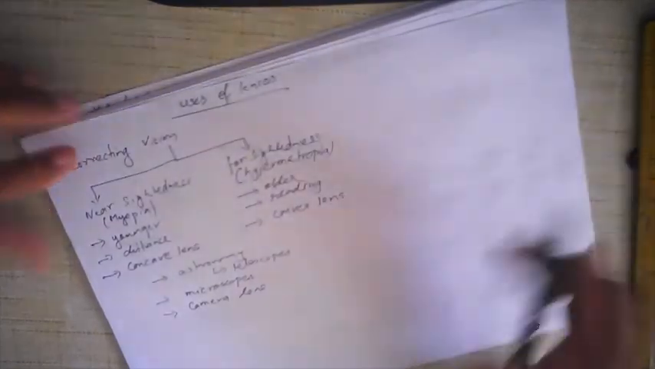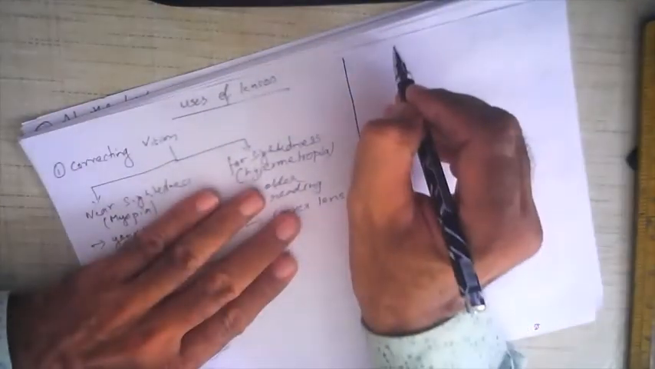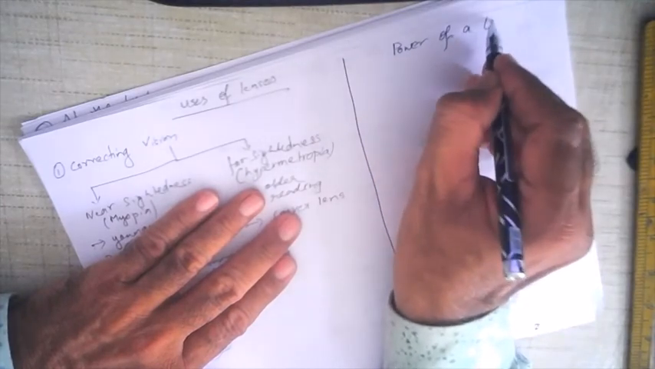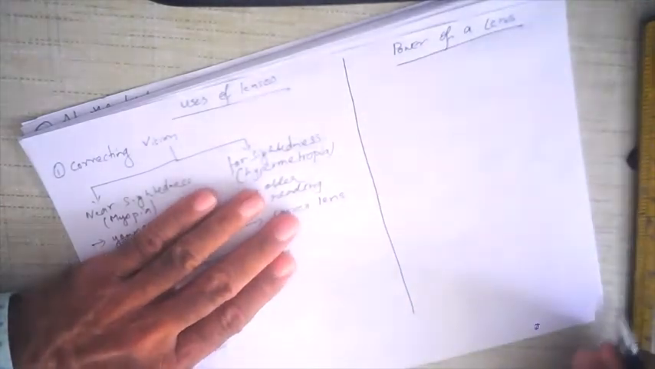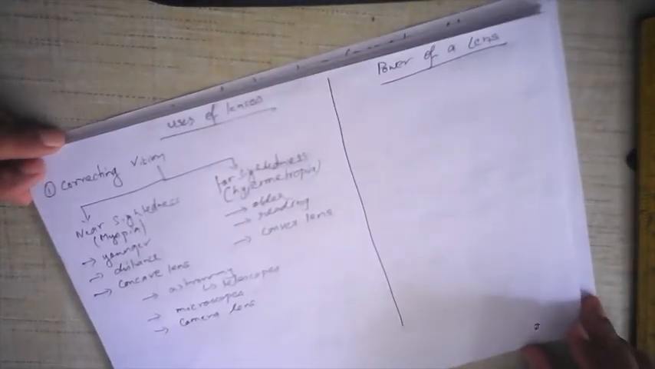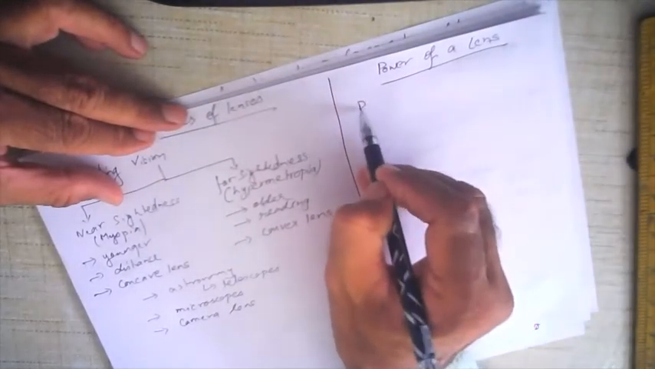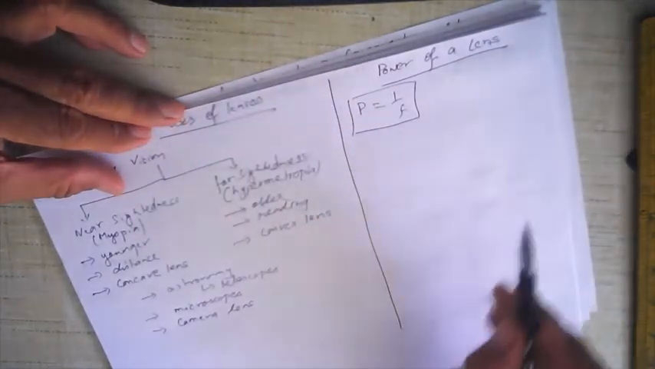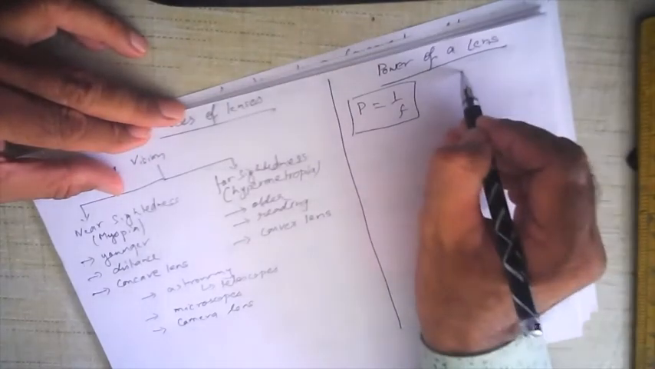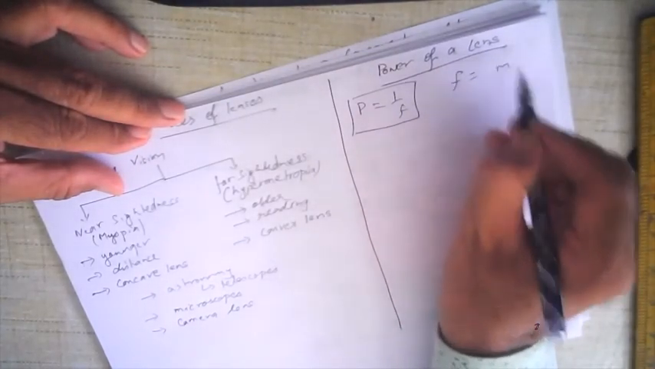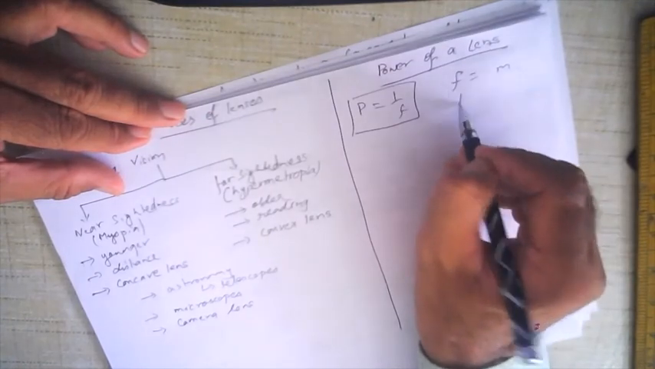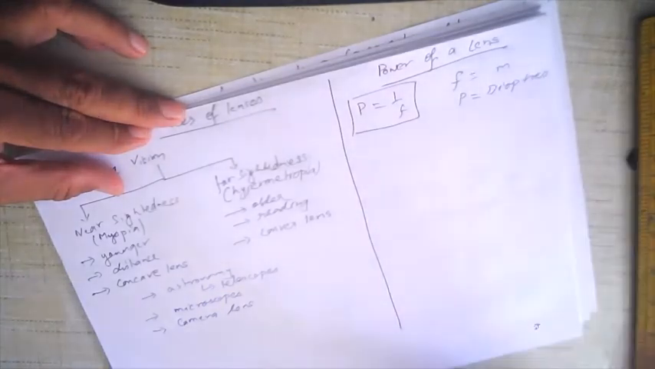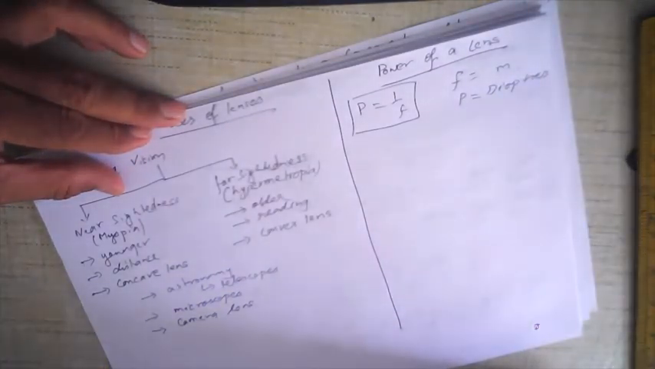Now there is another property of lens that we need to study, and that is called power of a lens. What is power of a lens? The power of a lens is defined as the reciprocal of its focal length. So P is equal to 1 upon F, where F should be mentioned in meters. If F is in meters, then power is measured in diopters, D-I-O-P-T-R-E-S.